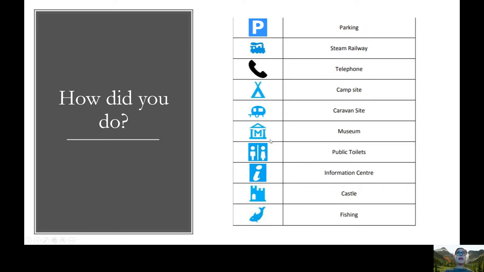The M with the two pillars stands for museum. This is a symbol for public toilets. The I, the italic I, stands for information centre. This shows you that there's a castle there. If you're on a walk and you want to see what an old castle looks like, this shows you that. This shows you that you can go fishing there.